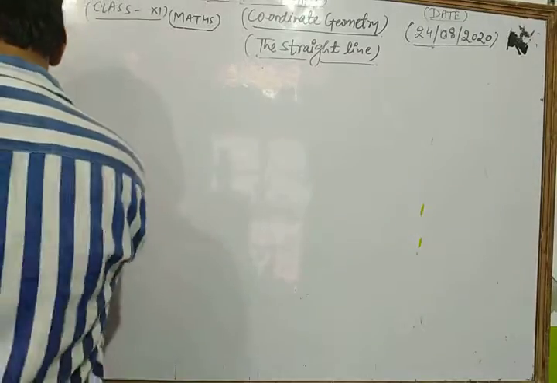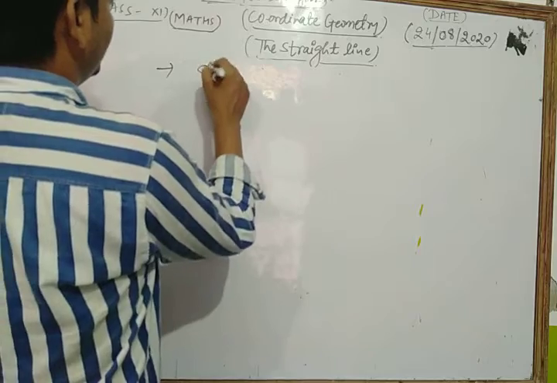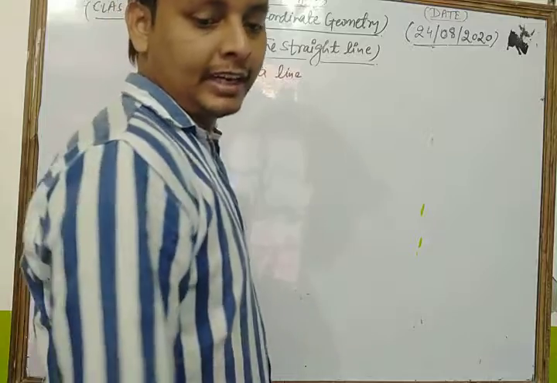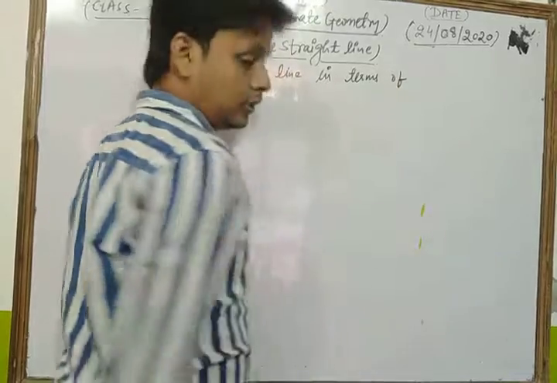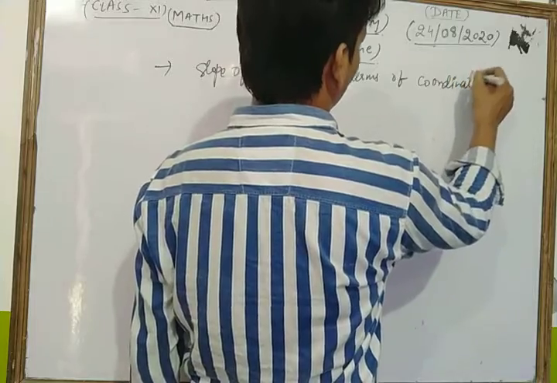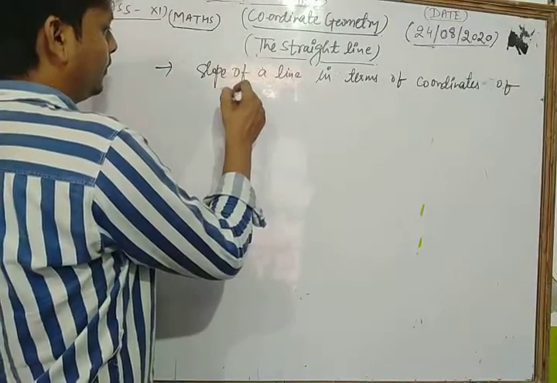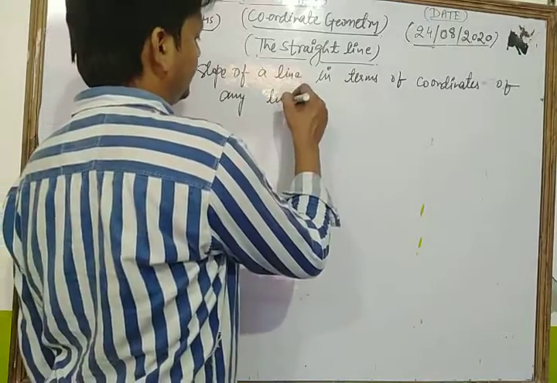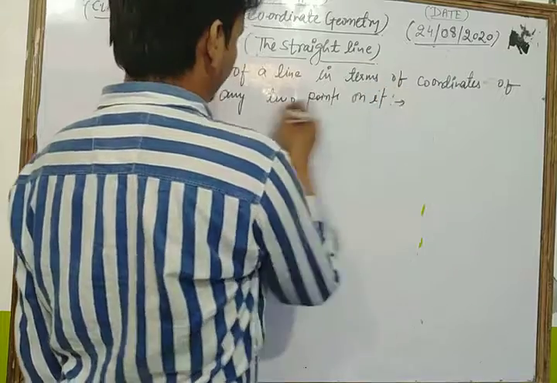Now we are going to discuss some other formulas to find the slope of a given line when the coordinates of two points are given. Now we discuss the second formula of slope, which is the slope of a line in terms of the coordinates of any two points on it.